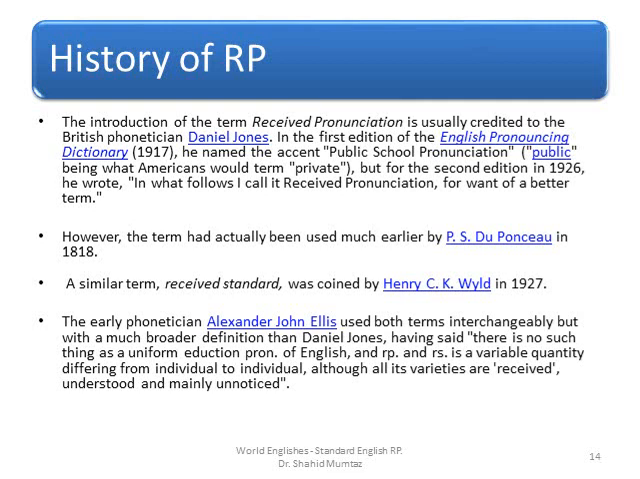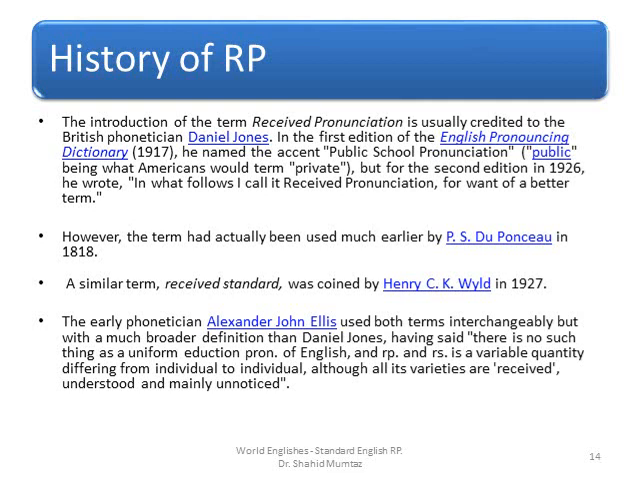Public, that is in America, is considered private. But in the second edition in 1926, after the first in 1917, he wrote, "In what follows I call it received pronunciation for want of a better term." So after nine years, he changed it to received pronunciation.